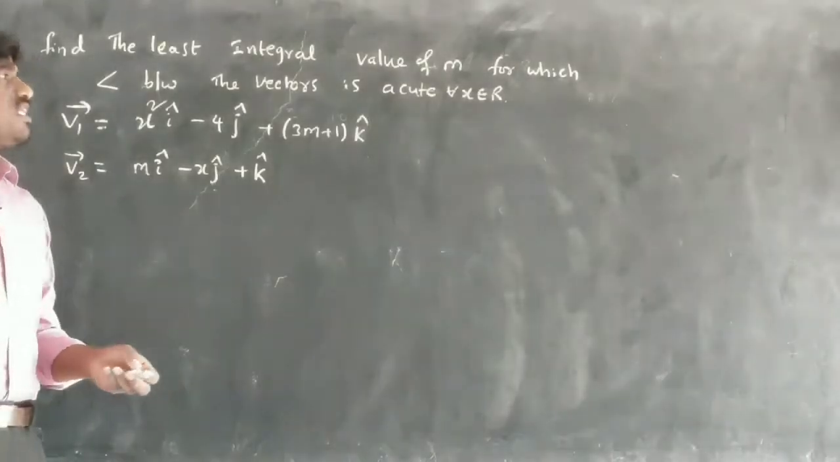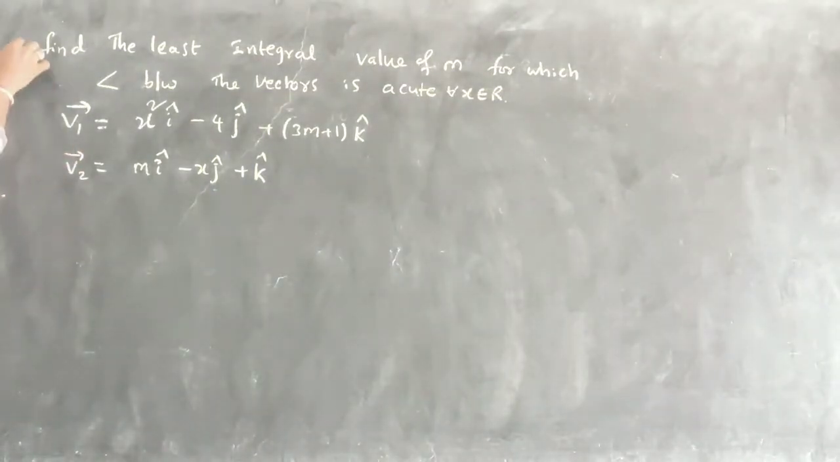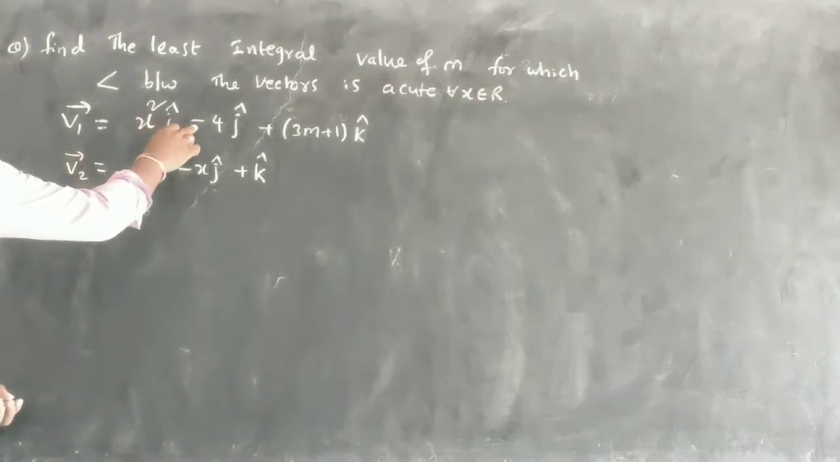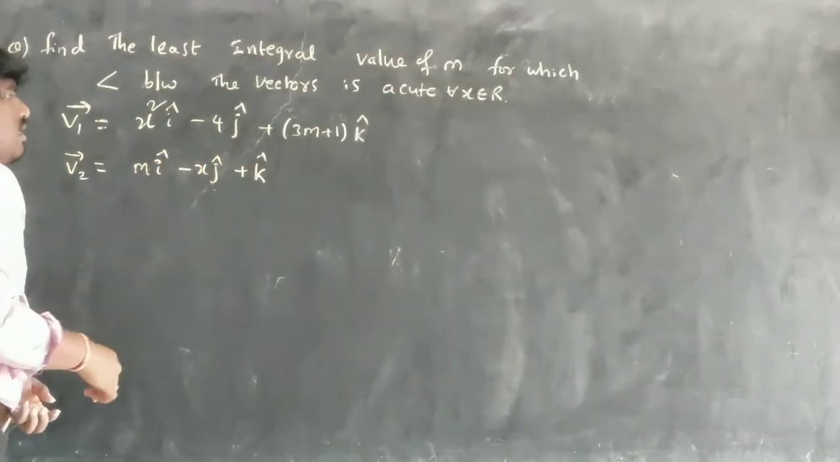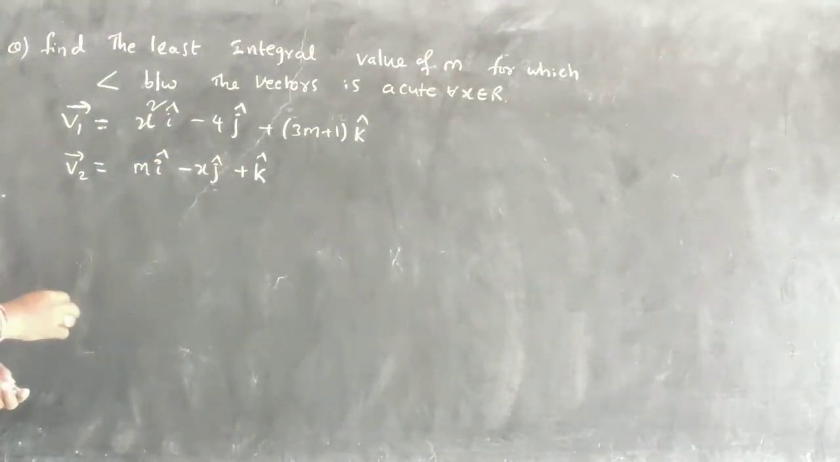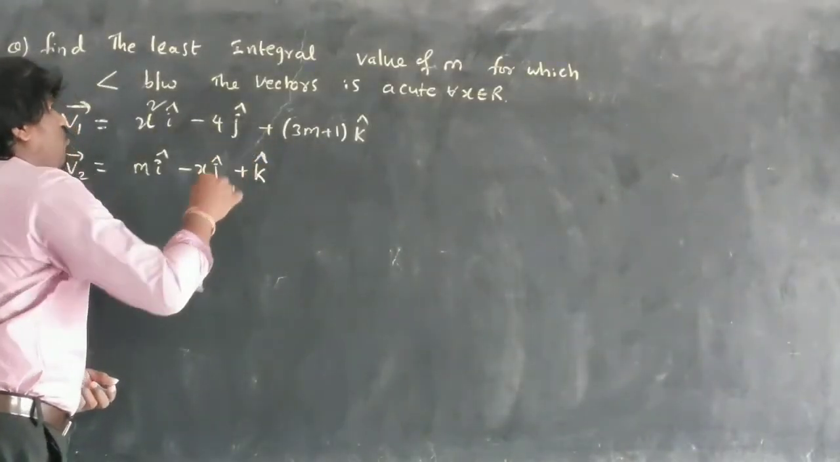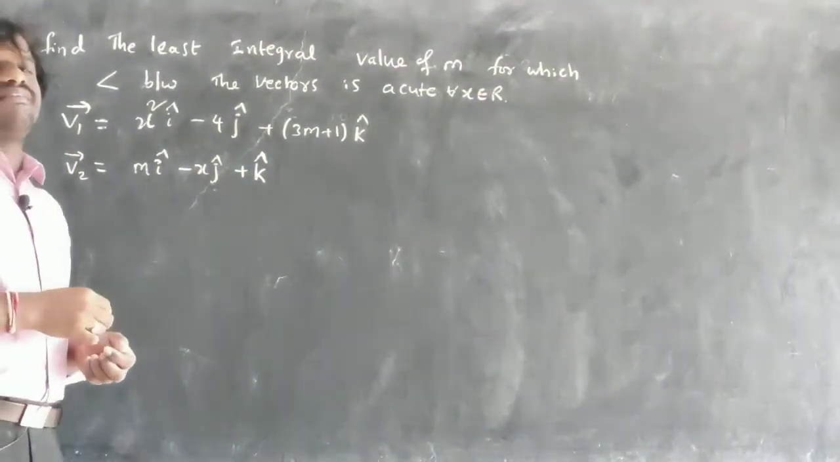Now dear students, let us see the next question. Find the least integral value of m for which the angle between the vectors is acute for all x belonging to R. V1 vector is given as x square i cap minus 4 j cap plus 3 times m plus 1 k cap. V2 vector is given as m i cap minus x j cap plus k cap. It is asking us to find the least integral value of m.